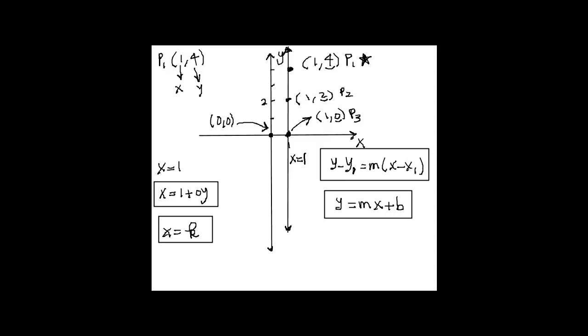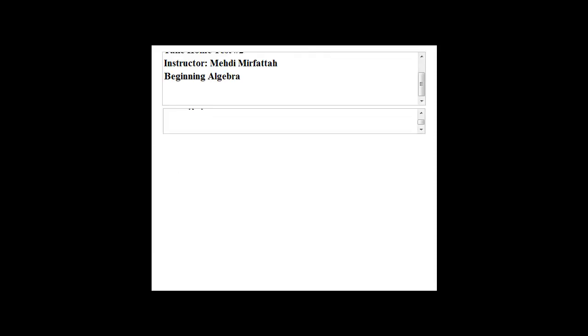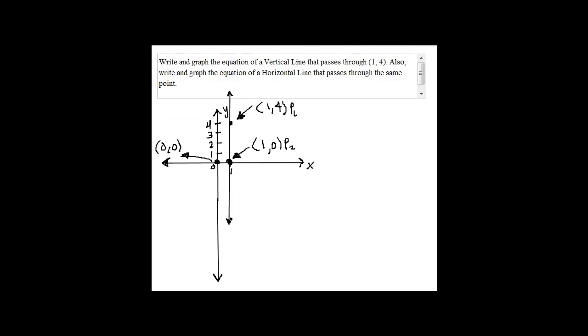So the equation of this line that passes through 1 and 4 is x is equal to 1. That's we answered that question for what we had here earlier. Now we're going to move on to more detail in a moment, but for this question it says write and graph the equation of a vertical line that passes through 1 and 4.